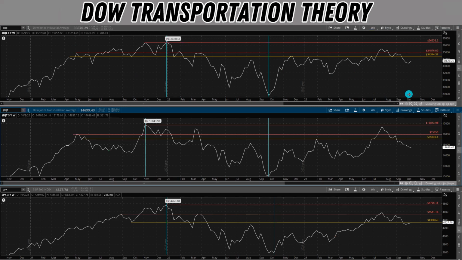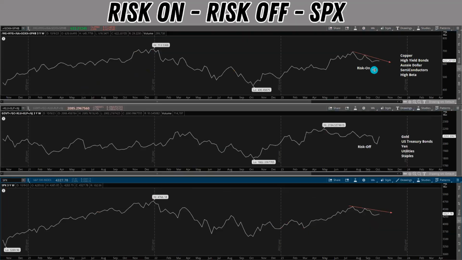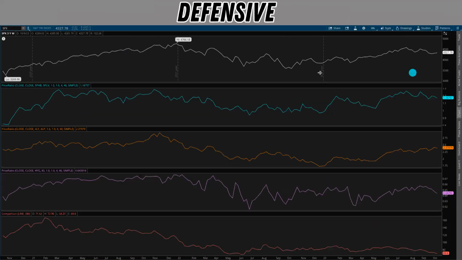All right, we'll break that down, and then we'll take a look at industrials and their relation to the market. We'll take a look at our risk-on sectors and risk-off. We basically have some sectors here that we built up. We're also going to take a look at defensive here, right? Is the market shifting towards defensive or is it more offensive at the moment?